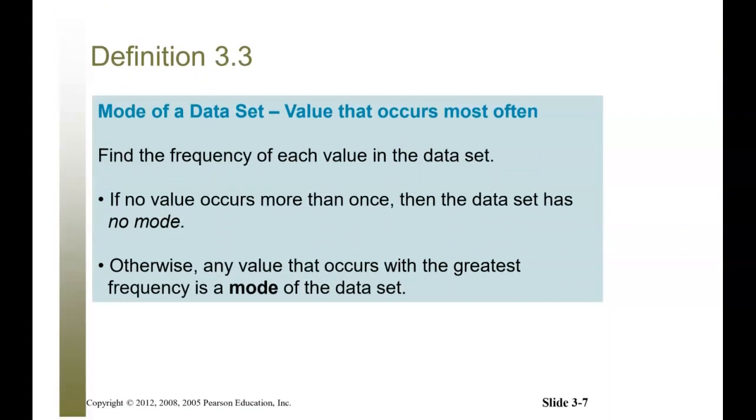And then the third one is the mode. The mode is that data value that occurs most often. So find the frequency of each. If there is no value that occurs more than once, then the data set has no mode. In other words, if every data value is only happening one time, there's simply no mode. But any value that occurs at the greatest frequency is a mode. You can have multiple modes in a data set. So if you have 3 numbers that each occur twice and every other number occurs once, those 3 numbers are all the mode.